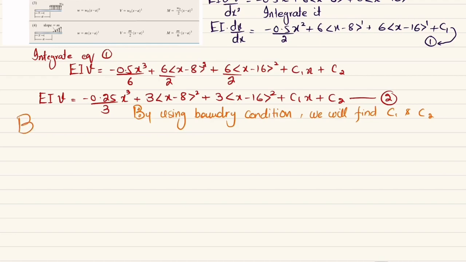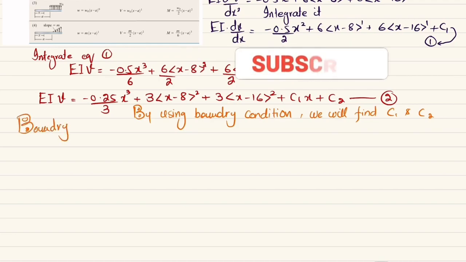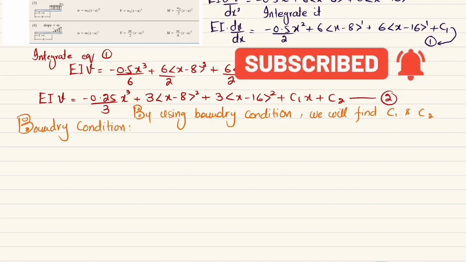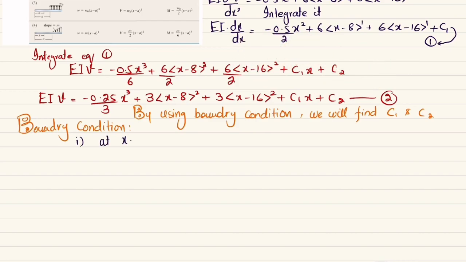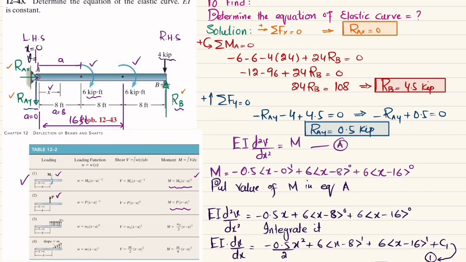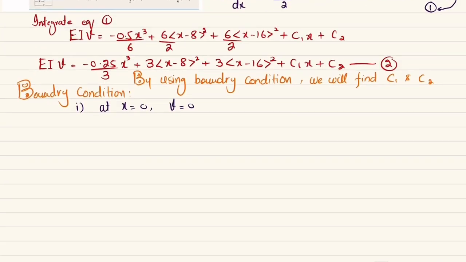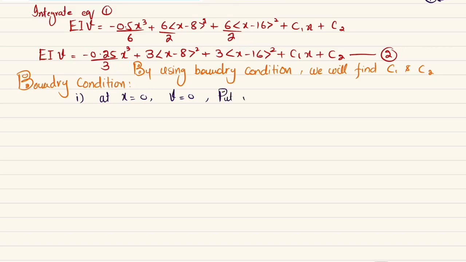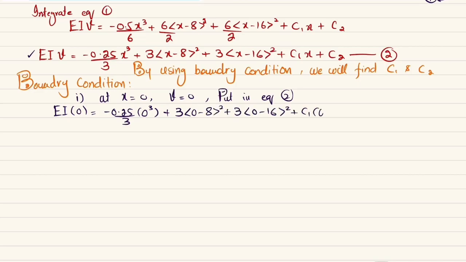So what are the boundary conditions? So I will write it. The first boundary condition is that at x is equal to 0, we have deflection equal to 0. So let me show you over here. You can see here x is equal to 0, deflection will be equal to 0 because there is a pin support. Okay, so put it in equation number 2. Why? Because equation number 2 defines the deflection. So when you put it in this equation, EI into 0 is equal to minus 0.25 by 3 into 0 cube plus 3 into 0 minus 8 squared plus 3 into 0 minus 16 squared plus C1 into 0 plus C2.